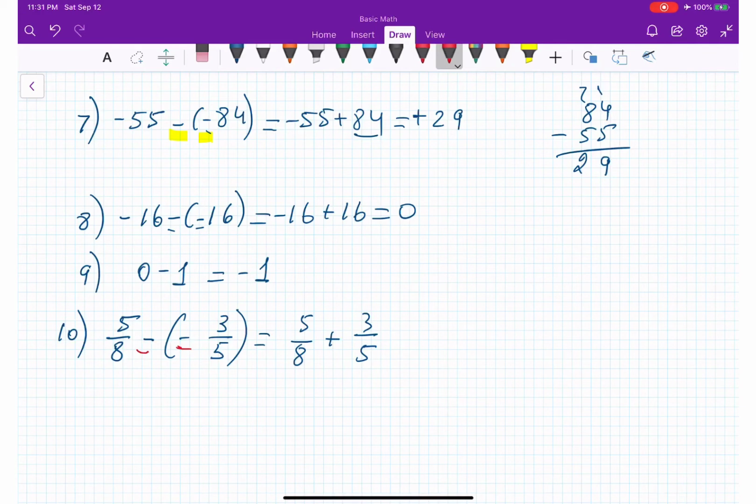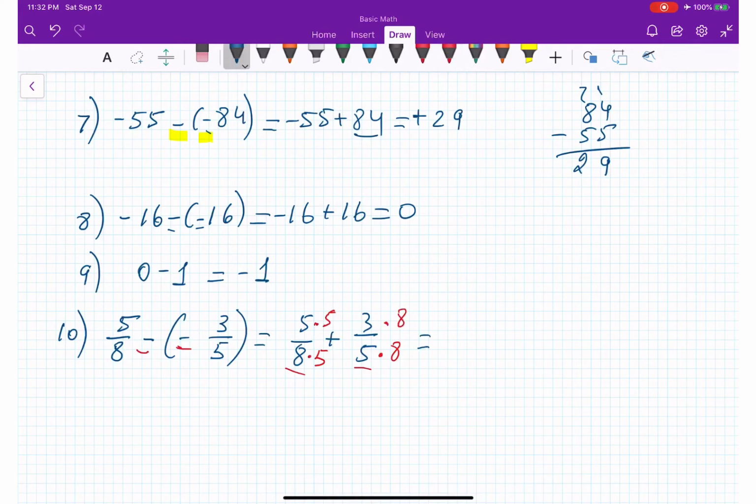Okay, 5 over 8, 3 over 5, both of them are positive, but we have to bring them to a common denominator, because here I have 8, here I have 5. So for 8 and 5, the common denominator is going to be 40, because 40 you can divide by 8, 40 you can divide by 5. So let's bring to common denominator. 8 I'm multiplying by 5, which means here also multiply by 5, because whatever change I do to the denominator, I'm doing to the numerator. Here 5 multiplied by 8, therefore also multiply by 8.